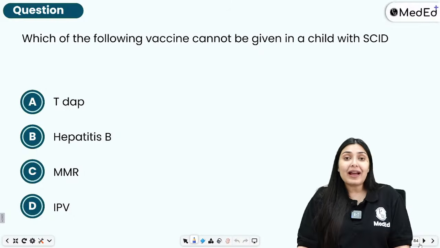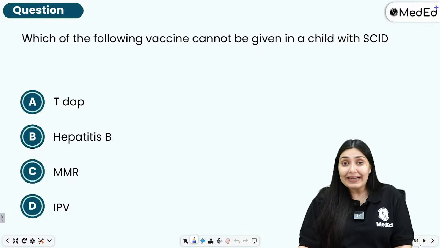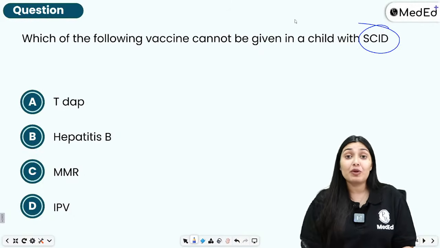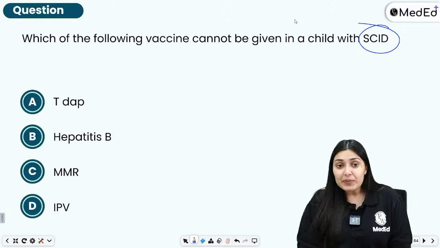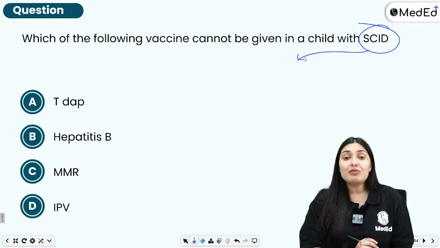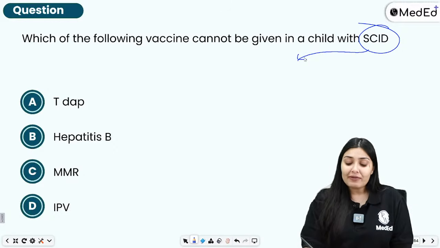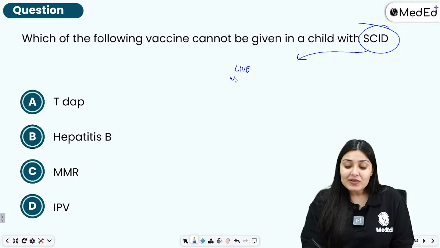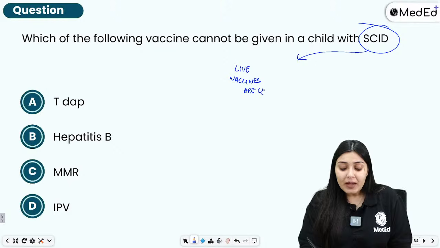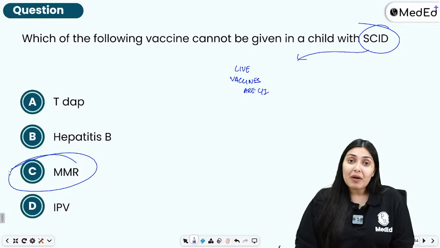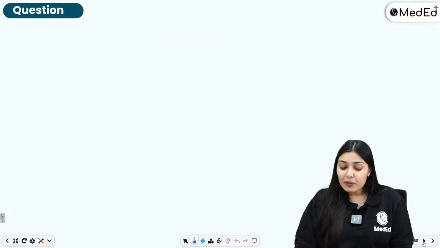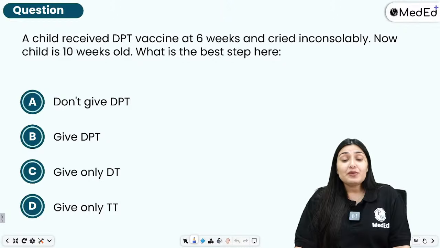Which of the following vaccines cannot be given to the child with SCID? Severe combined immunodeficiency. The options we have are Tdap, hepatitis B, MMR, IPV. Remember, in children with primary immunodeficiencies, we don't give live vaccines. Live vaccines are contraindicated. So which is the live vaccine in this option? MMR. So we don't give MMR to these babies. Straight away question, factual question. Let's move to the next question.